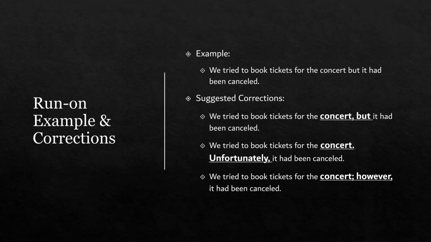The simplest way to correct the error is to place a comma after concert, as demonstrated in the first correction. Or you could place a period after concert and erase the conjunction but. The transition in my correction, unfortunately, is unnecessary, but it creates a nice flow between the two sentences. Speaking of transition, the third suggested correction uses a semicolon, a transition, and a comma to join the two clauses. These corrections are not the only ways to correct the run-on. They are merely three suggestions. Use whichever method works best for the sentence's idea.